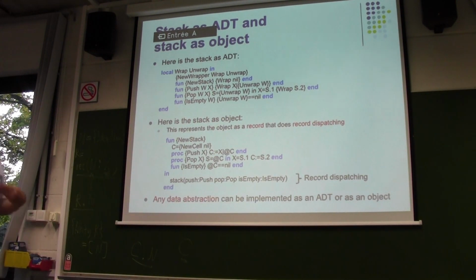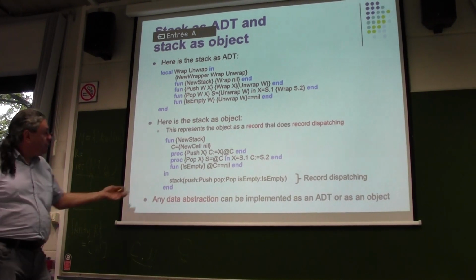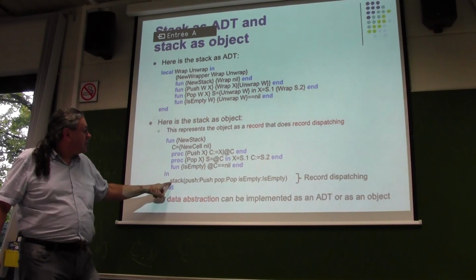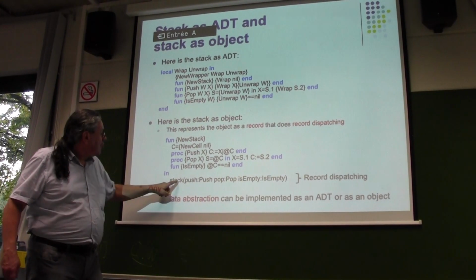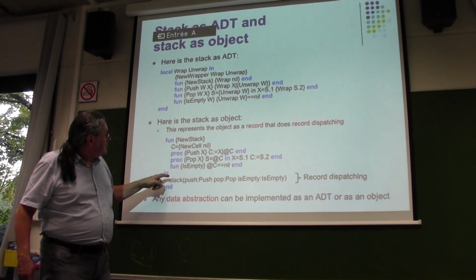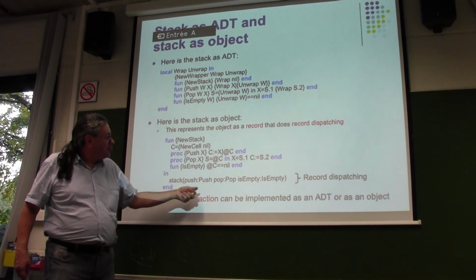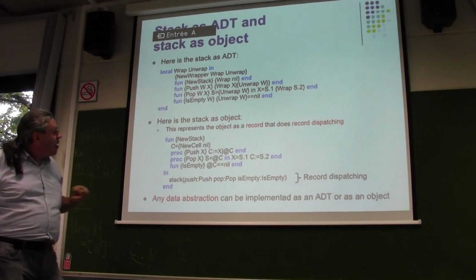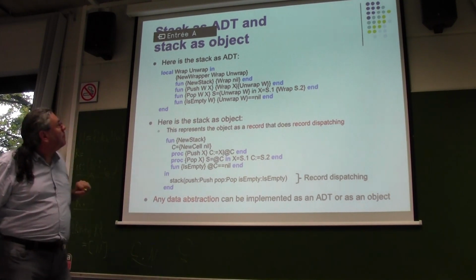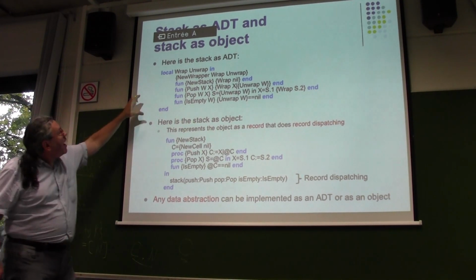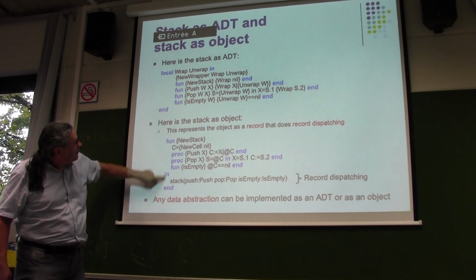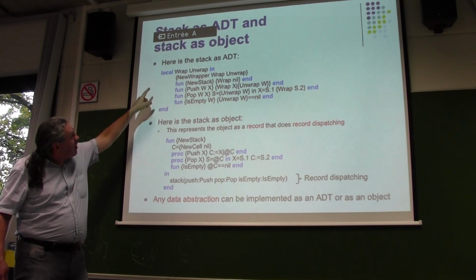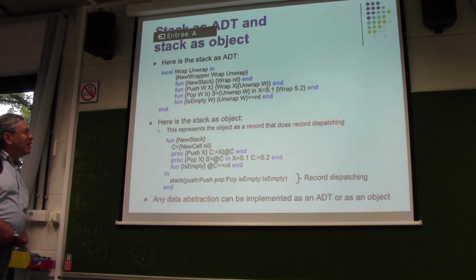So some dynamic object-oriented languages would do either one or the other, okay? So this is called record dispatching. You can actually do stack dot push or dot pop to get the right method, but otherwise it's exactly the same. And in this slide, I'm actually comparing this with the abstract data type. So you can directly compare them.